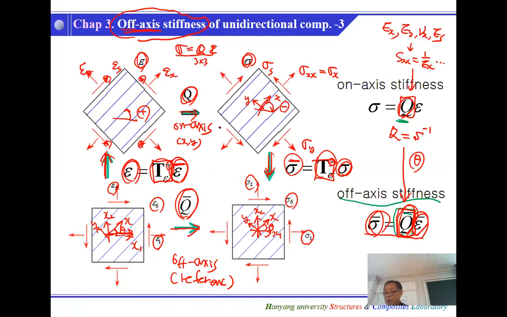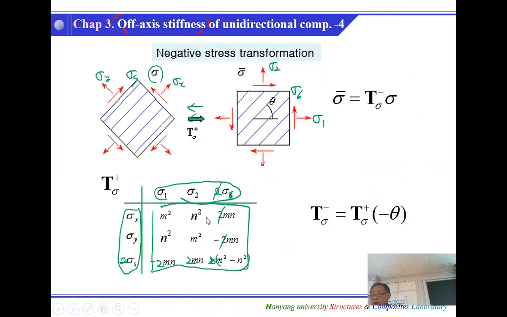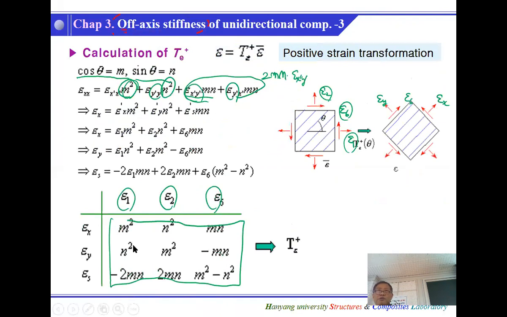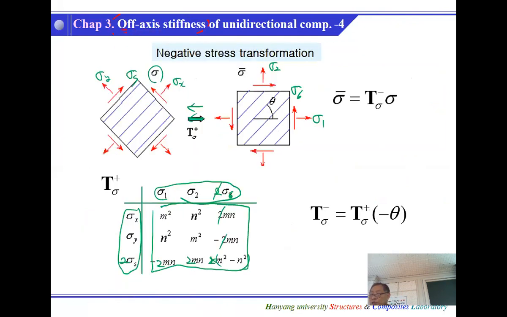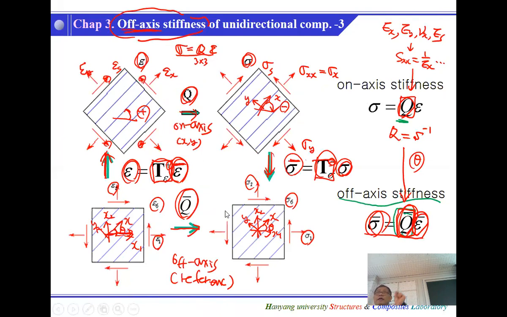While you may not remember all these transformation matrices, you don't need to remember. You can always refer to this formula and that formula. But conceptually, you need to understand these procedures. I think these are the most important steps in understanding how we get off-axis stiffness from on-axis stiffness as a function of theta.